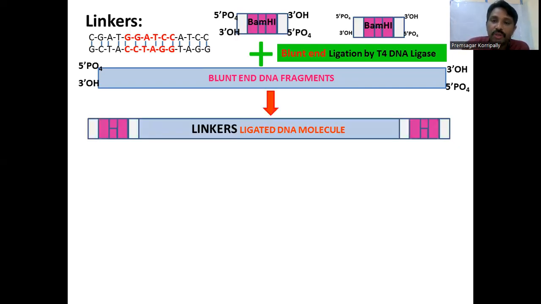You can see the same thing. So after ligation, the linkers are attached or ligated at the termini of blunt end DNA molecules. See, both sides or both termini of blunt end DNA fragments are ligated to linkers. You get a linker-ligated DNA molecule. Right? You will see linker plus blunt end DNA fragments, and after that ligation, you get blunt end DNA molecules with the linkers.